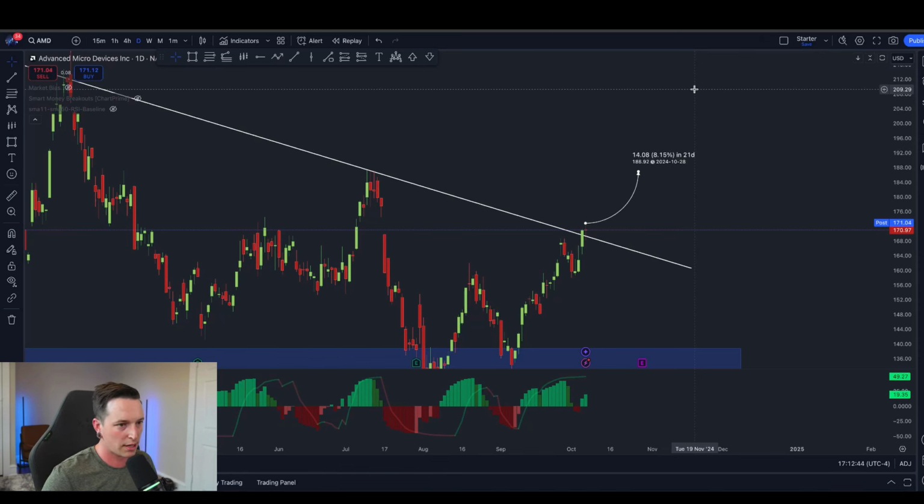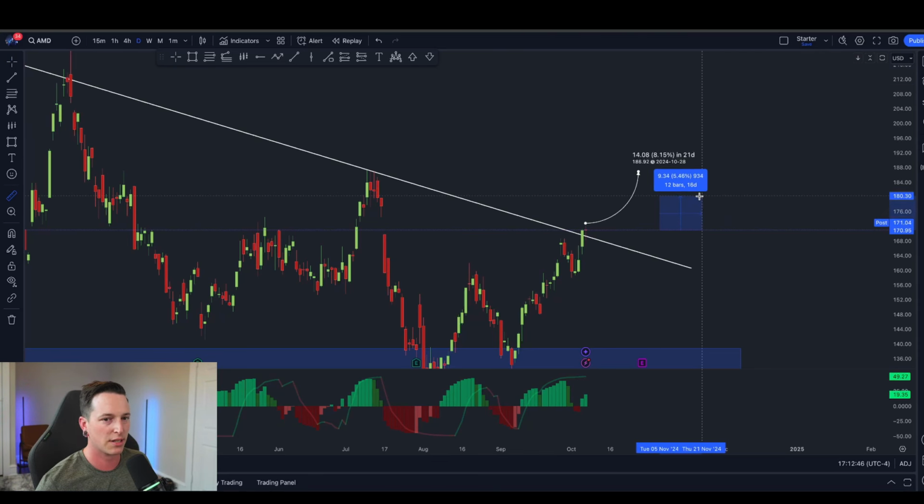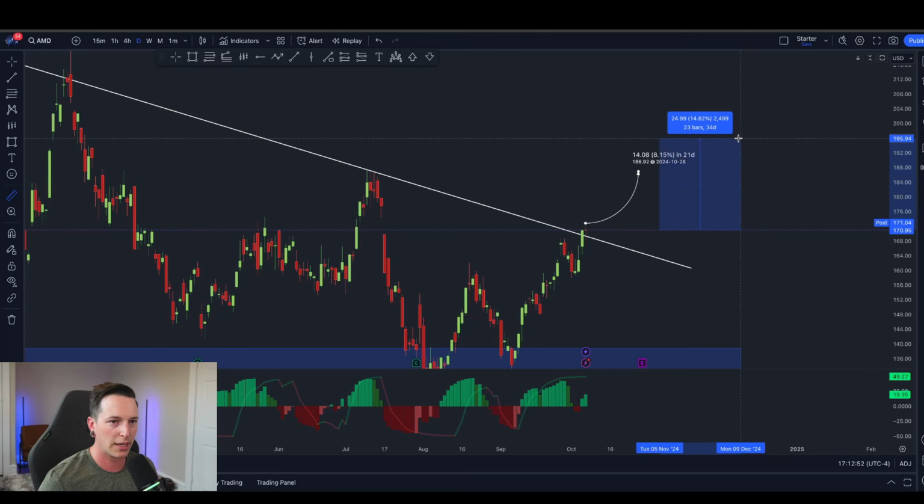And when I look at a setup like this, I would expect this to continue to run at least up to $190 and maybe even $200 in the next couple of weeks. So I also decided to follow these. Let me know what you guys think down in the description. Let me know if you think AMD is going to reject here, or if you think that this whale and myself are going to make some money.